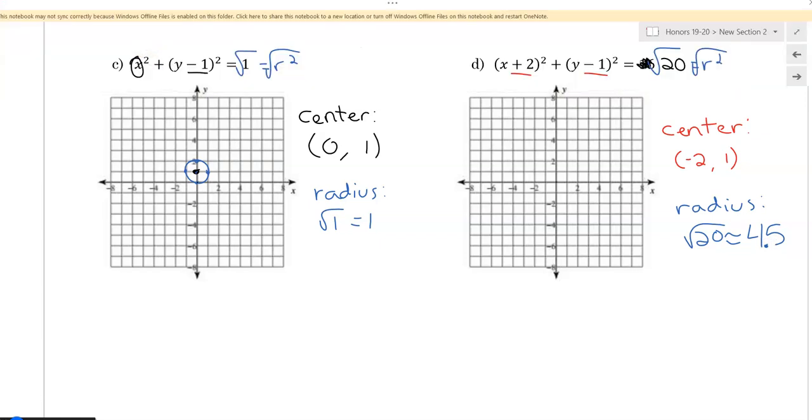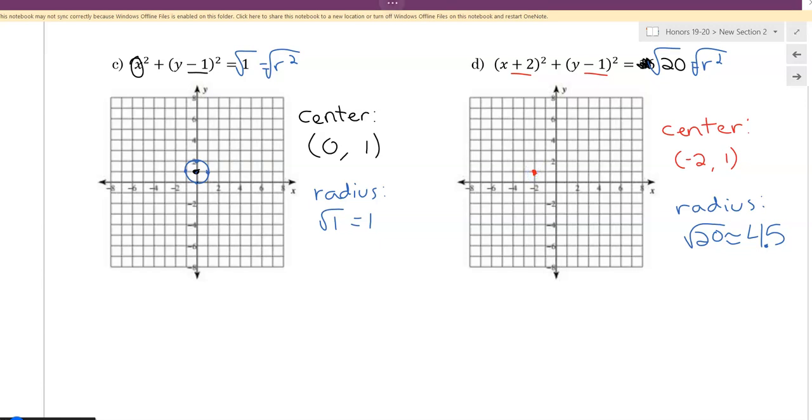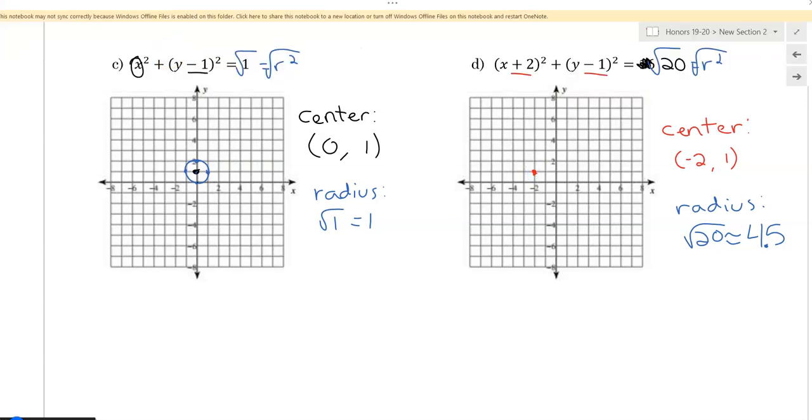So when I graph this, I'll put my center at -2, 1. And now my radius is about 4.5. It's in between 4 and 5. So when I count, I'm going to go 1, 2, 3, 4, and about halfway to the next one. 1, 2, 3, 4, and about halfway. Right? So if it's not exact, you can estimate and get that decimal to get a nice pretty circle still.